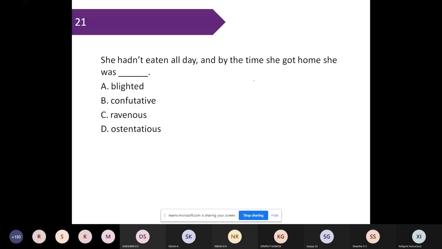Yes, option C is the correct answer. That is extreme hunger. That's the correct answer. So ravenous is the correct answer, option C. Next one, question number 22.